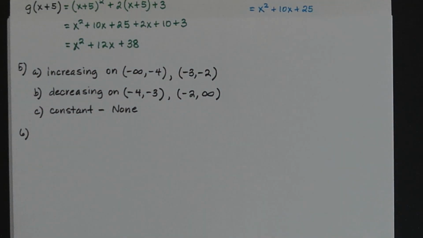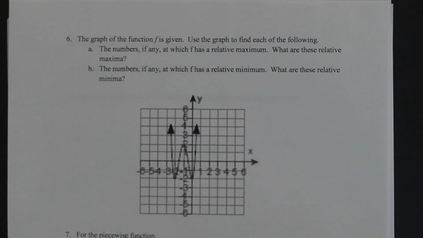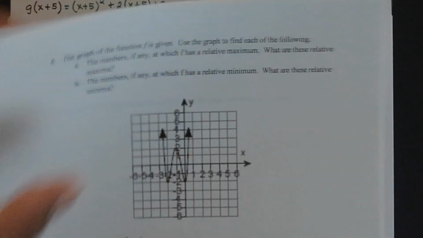All right, number 6 deals with relative maximum and relative minimum. So here, this is not the best looking graph because the numbers on the x and y axis are kind of bunched up. All right, so here we want to use that graph to find the numbers, if any, at which f has a relative maximum, and what are those relative maxima. And then the B part is the numbers, if any, at which f has a relative minimum, and what are these relative minima.